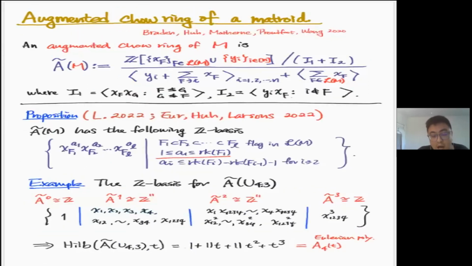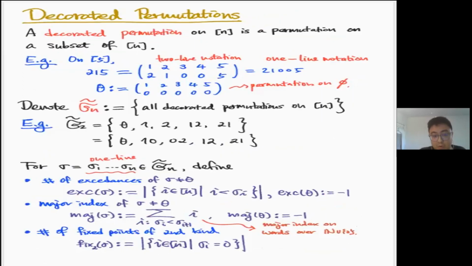Our motivation is to give an augmented Chow ring result that parallels what Hameister, Rao, and Simpson's result gave for the Chow ring. To introduce that, we need another extension of permutations called decorated permutations. A decorated permutation on the set 1 through n, you can think of as a permutation on a subset of the set 1 through n. For example, when n is 5, consider a permutation on a subset of 1 to 5. As a map using two-line notation, you can see 1 maps to 2, 2 maps to 1, and 5 maps to 5.